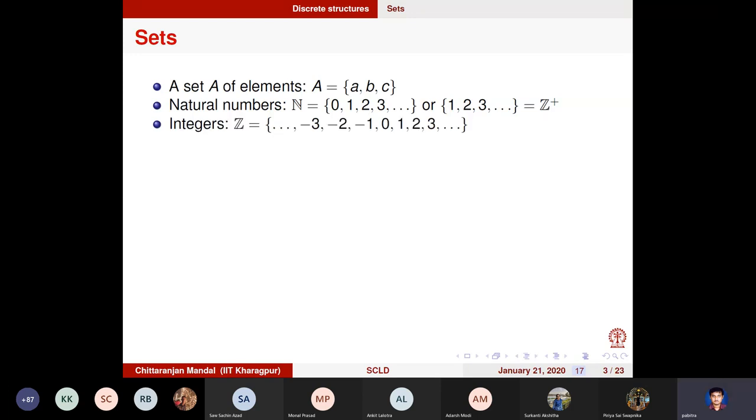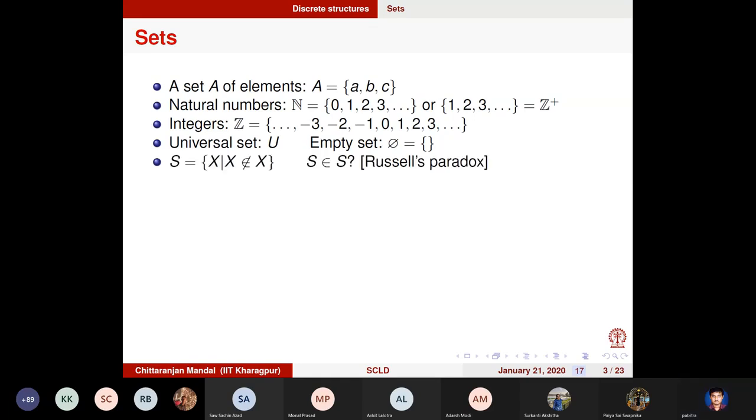You can have Z plus and Z. You can have all the integers from negative and positive. So these are all examples of sets. There are 2 special sets, as you know: the universal set, which comprises everything, and the empty set or the null set, which does not have any element.